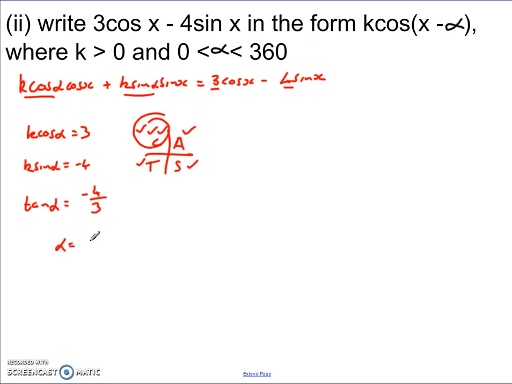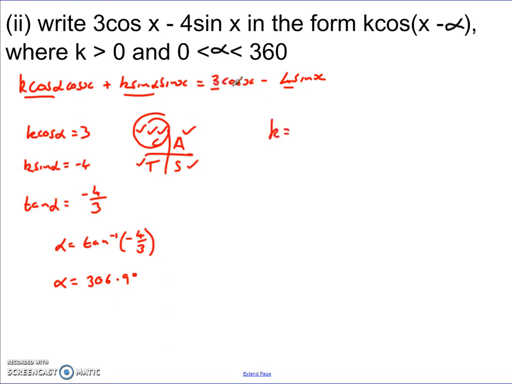What we then do is we do that. So if I take tan minus 1 of the negative 4/3, do it the way we work normally, do tan minus 1 of 4/3, and then take your answer off of 360, I get that alpha equals 306.9 degrees. It's then finding the k.